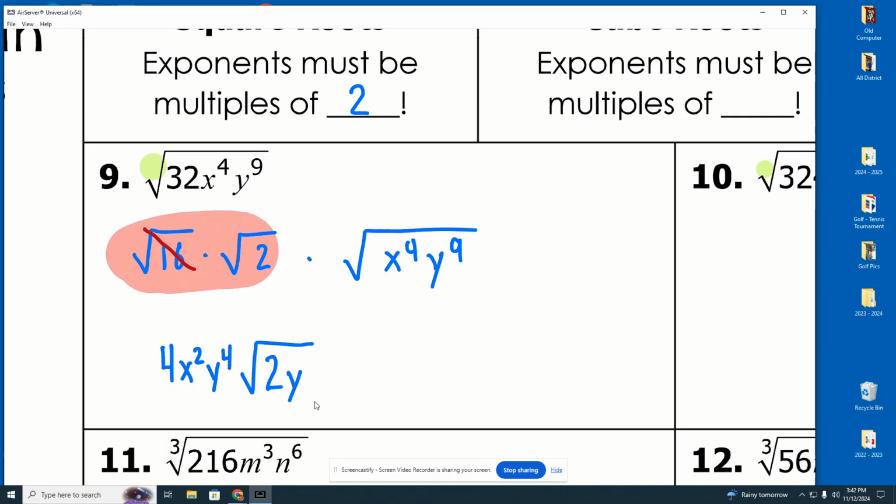Now, hopefully that's not confusing too many of you. We're going to keep working through some examples. So if you didn't get that immediately, just be patient, okay?